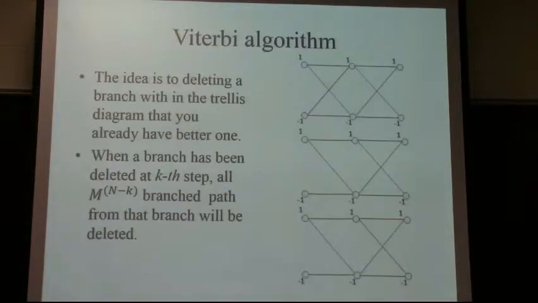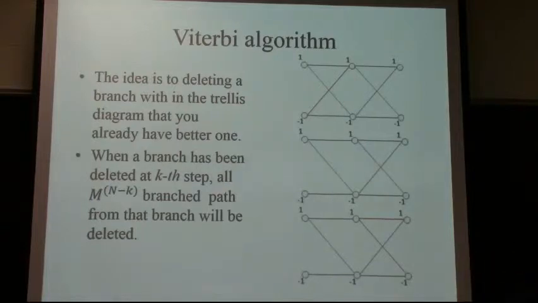Okay, then what is the idea? The idea of the Viterbi algorithm is very simple. The idea is to delete a branch within the trellis here, for example the red one, when you already know there is a branch better than this, since you're looking for the minimum path. When I'm sure that there is a path that is better than this one, therefore I'm sure that this one is not in the optimum path. Then I can delete it.